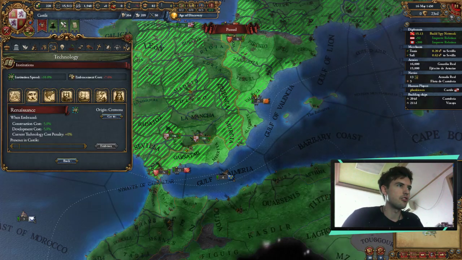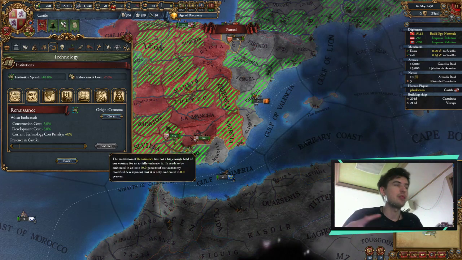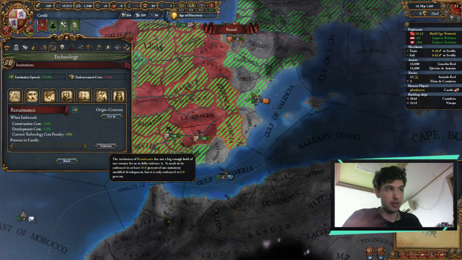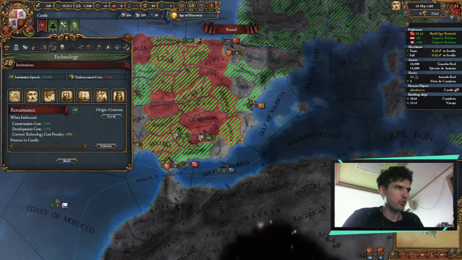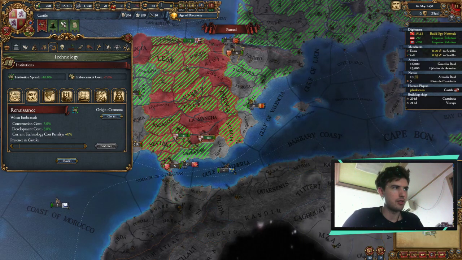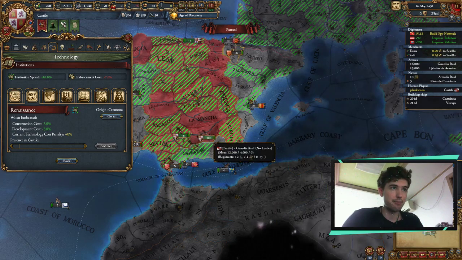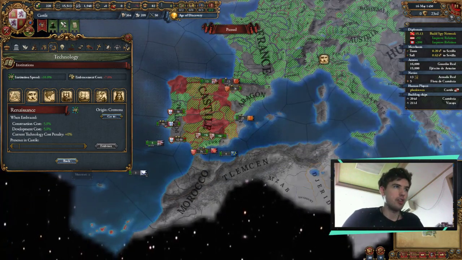Yeah, so we were talking about institutions. Eventually, you can embrace it, and it will cost money. It will cost ducats, and then you get this benefit here: construction cost minus 5% and development cost minus 5% for the rest of the game. It will also reduce your tech penalty.